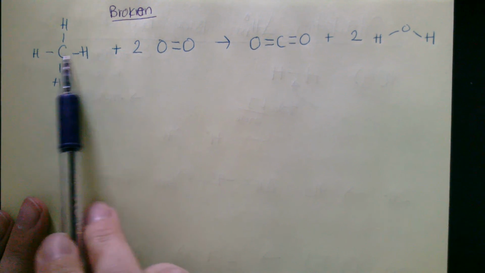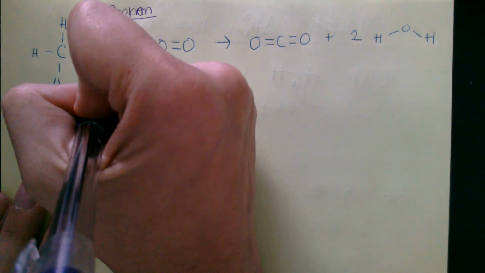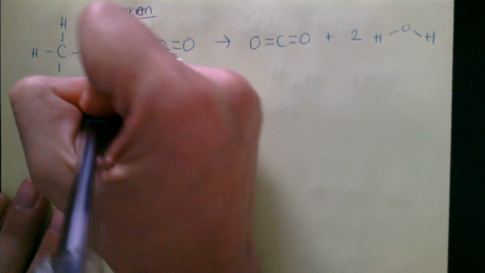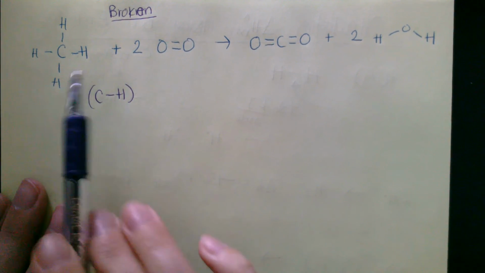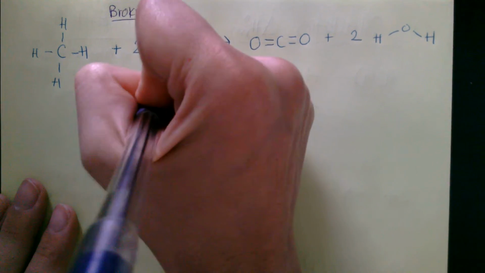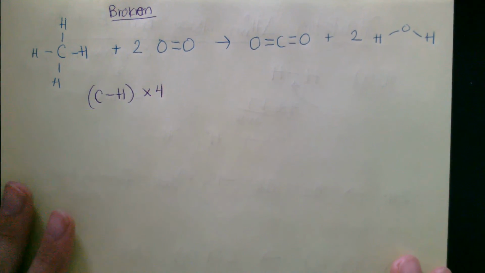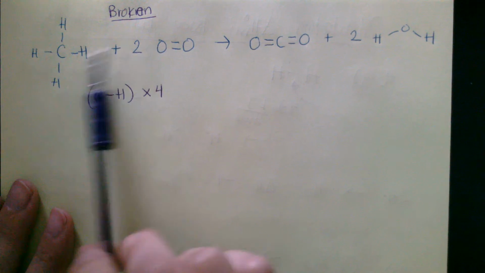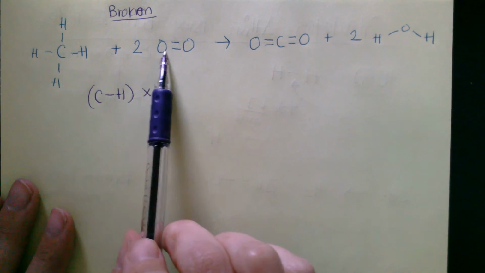If we look at a carbon-hydrogen bond, we have 1, 2, 3, 4. So 4 of those are broken. That's all we have here. If we look here, we have an oxygen-oxygen double bond.